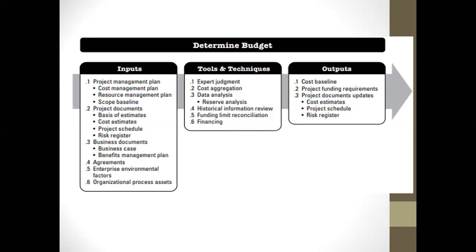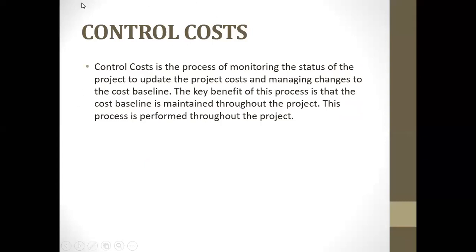Then on the output, we'll have the cost baseline, then we'll have the project funding requirements, then we'll have the project document updates, where we'll talk about the cost estimate, project schedule, and the risk register. And finally, we'll have the control cost.